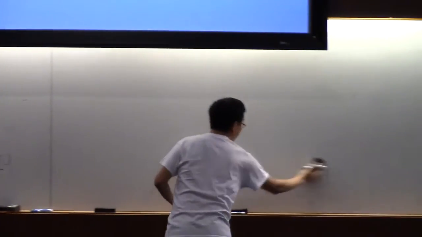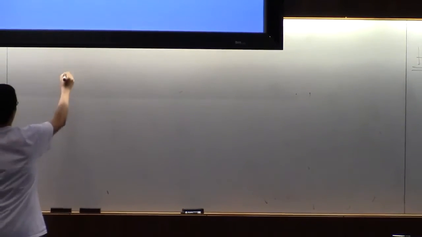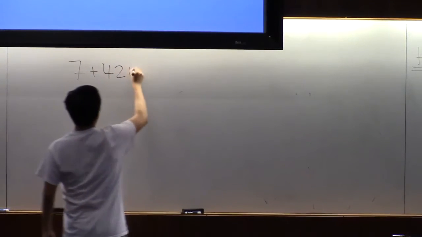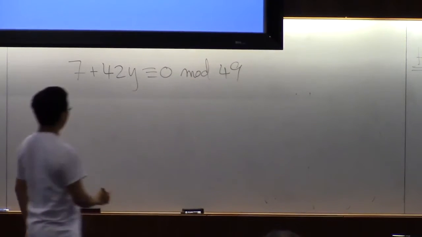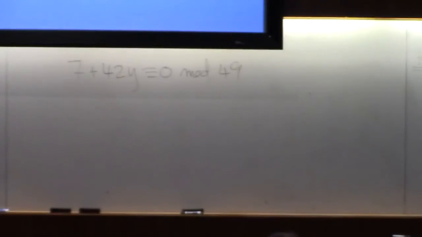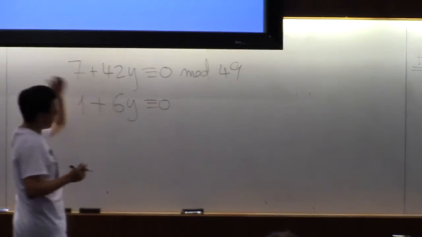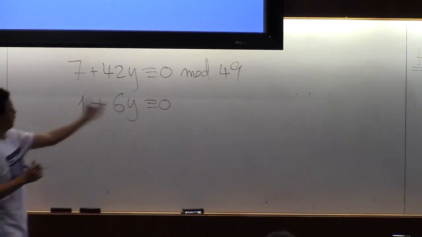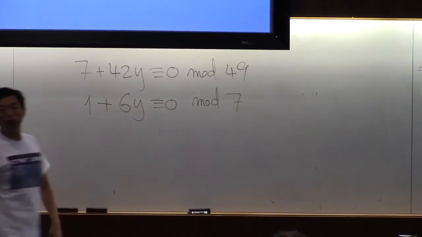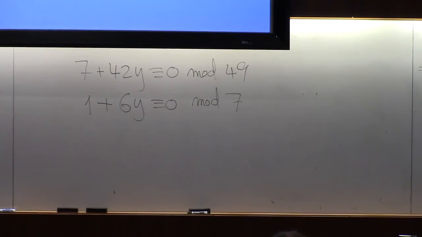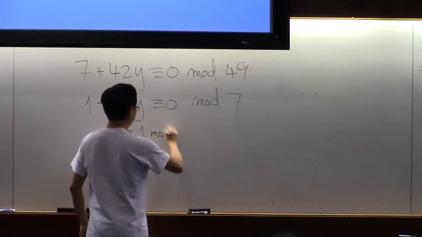So let's move things around. Let's see. Move 2 to the other side, how about that? So 7 plus 42y is congruent to 0 mod 49. Now all the terms here are divisible by 7, so I divide by 7. When you divide by 7, you don't need to be congruent to 0 mod 49, you just get mod 7. Everything is already divided by 7. So y is congruent to 1 mod 7.